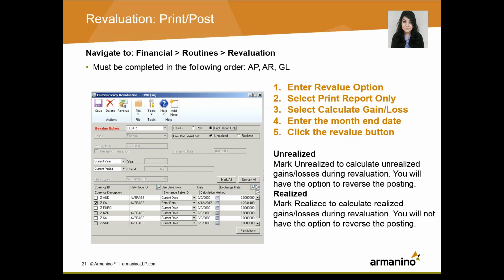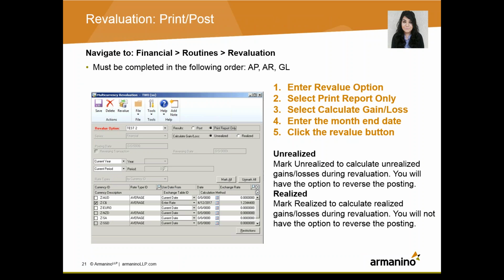So here's the actual process to printing and posting the revaluation. The path to doing this is under Financial, Routines, Revaluation. Now I do want to remind you guys that this needs to be done at month end prior to any transactions posted in the following month. So again, month end before any transactions are posted in the following month. Another thing that you have to be aware of is this process must be done in the following order, which would be in payables, receivables, and then the GL.